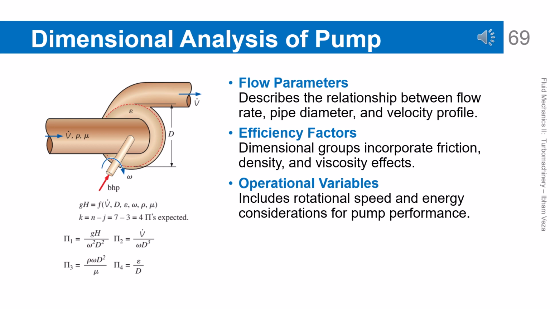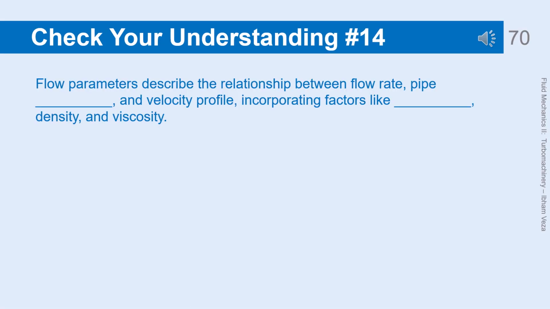Operating variables, such as rotational speed, can also be included in a consistent framework. The result is a theoretical basis for similarity laws and scaling. Flow parameters describe the relationship between flow rate, pipe diameter, and velocity profile, incorporating factors like friction, density, and viscosity.